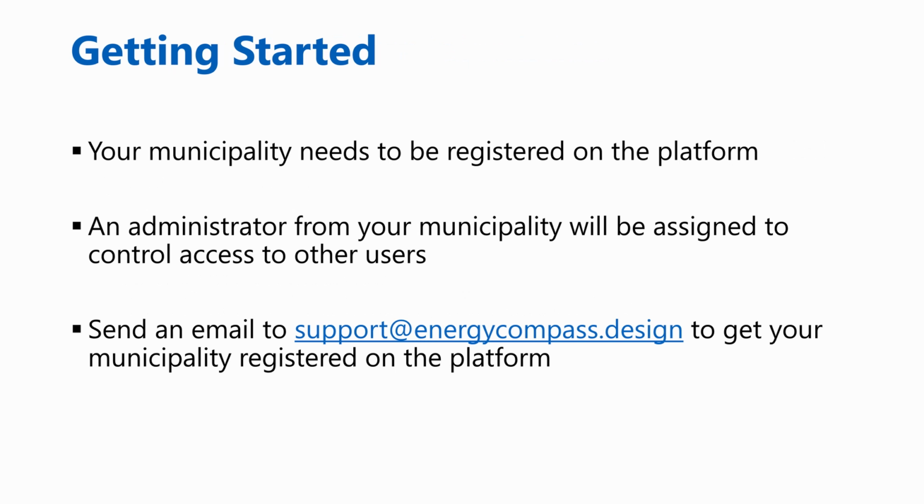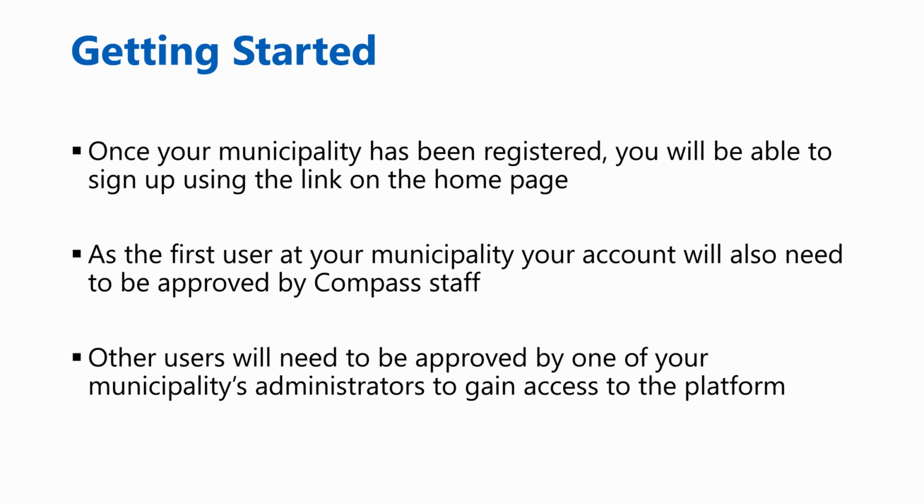The first thing you need to do is get your municipality registered on the platform. Send an email to support@EnergyCompass.design to get your municipality registered. Each municipality will need an administrator to be assigned to control access to other users. Once your municipality has been registered, you will be able to sign up using the link on the homepage. As the first user at your municipality, your account will also need to be approved by Compass staff. Other users will need to be approved by one of your municipality's administrators to gain access to the platform.